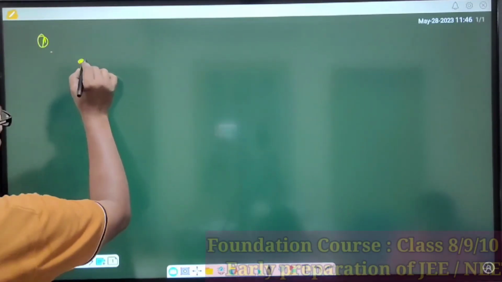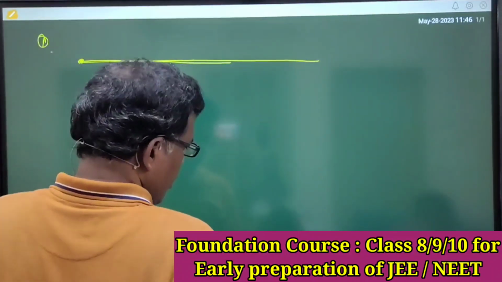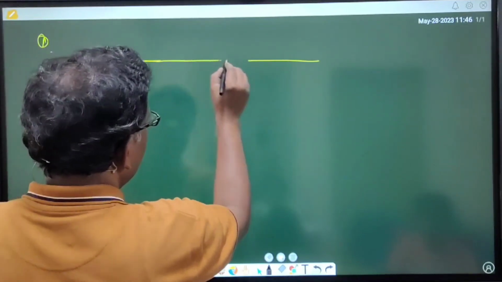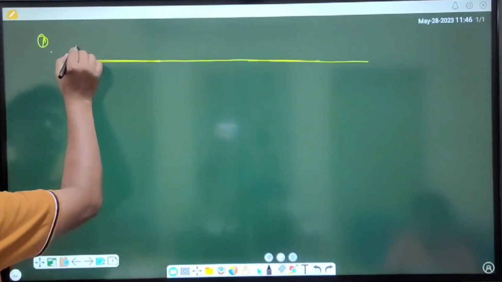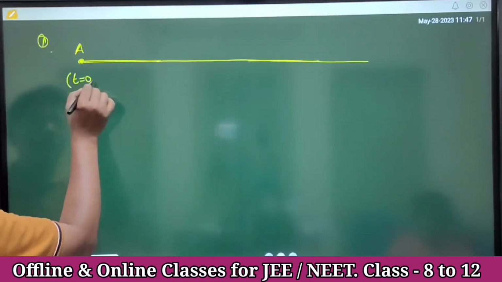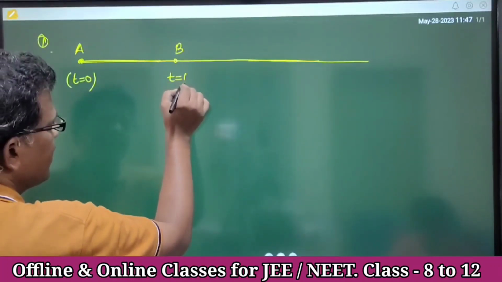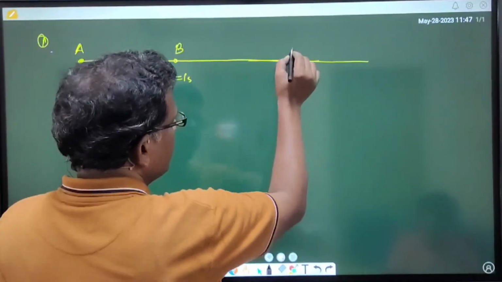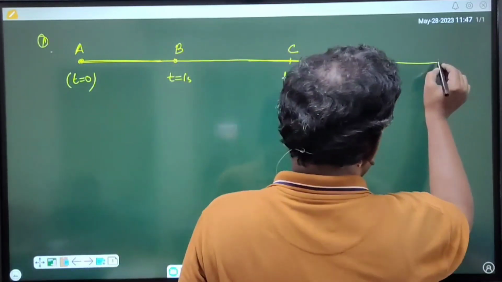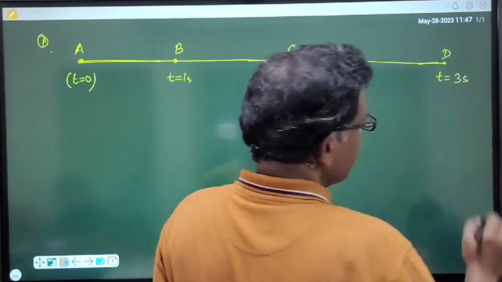If I draw the path along which the particle is moving, suppose this is marked as A, the position at t equal to 0 second. Let this be the position B at t equal to 1 second. Let this be the position C at t equal to 2 second. And let this be the position D at t equal to 3 second.